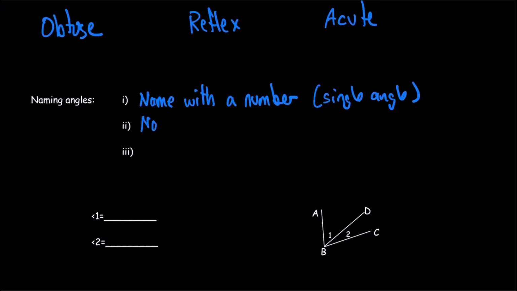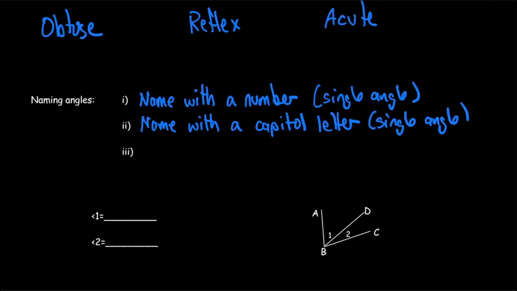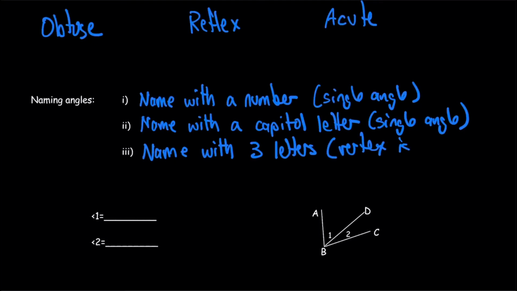Or you could name it with a, I'll call it capital or uppercase letter. And again, there can only be a single angle in that diagram. If there's more than one angle joined, we have to use this last method, and that's going to be name with 3 letters. And the vertex is in the middle.